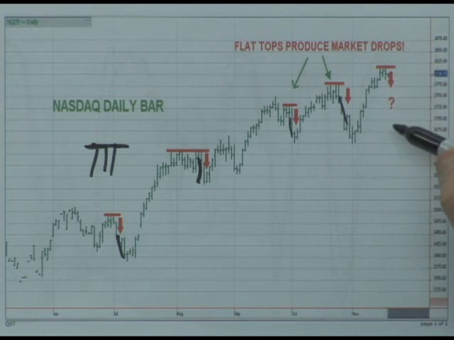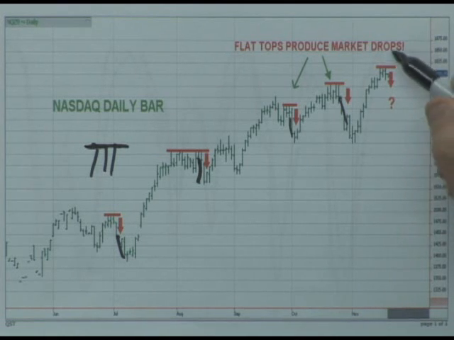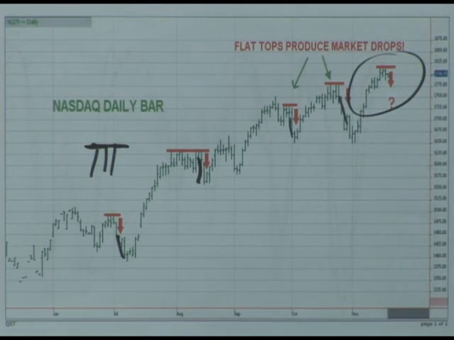What do we have before us as of Wednesday's close? A flat top. What happens with flat tops? Drops. The market drops. Very good. So that's what we're expecting.